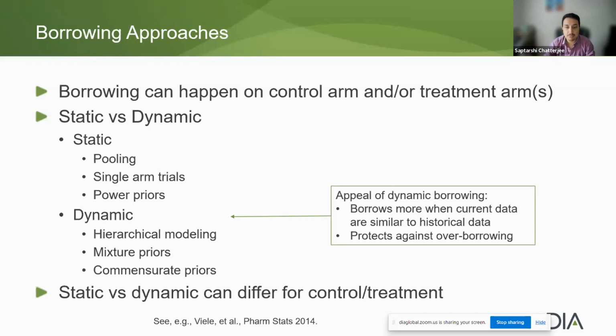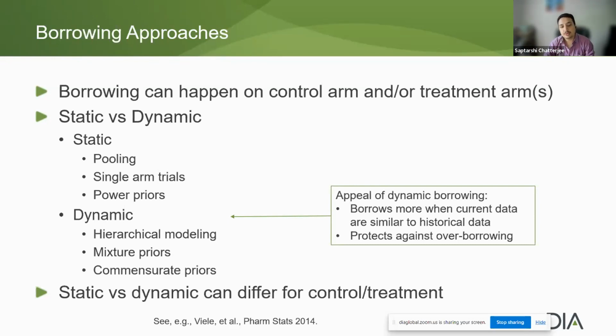it borrows more when the current data is similar to the historical data, which is a big reason for doing that, because it protects us against over borrowing. We certainly don't want to borrow information that is very dissimilar, given that the baseline characteristics are kind of similar.